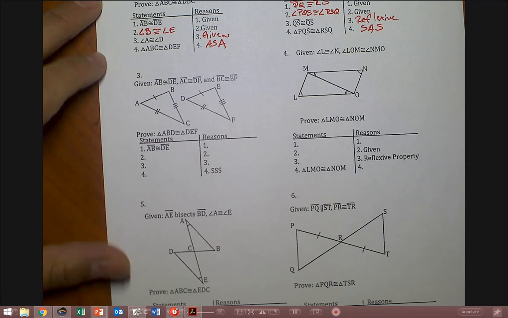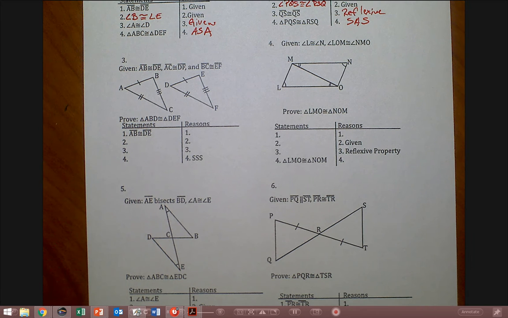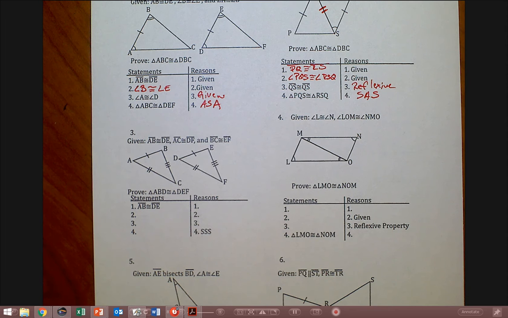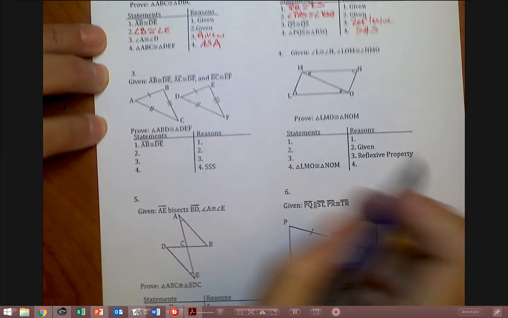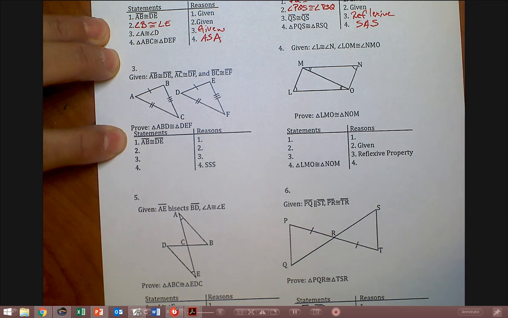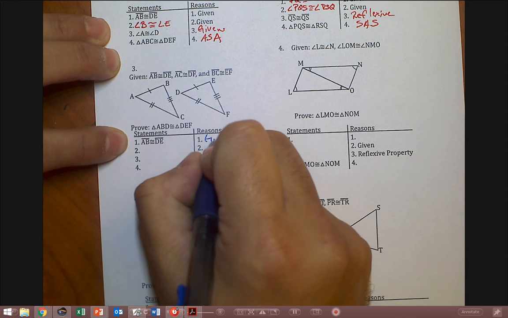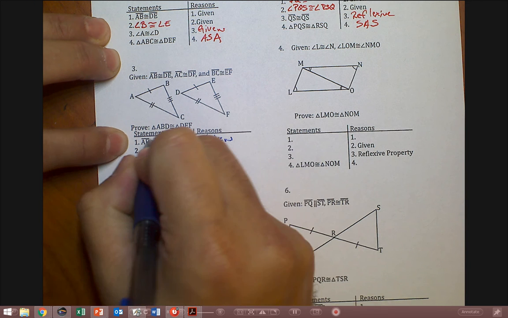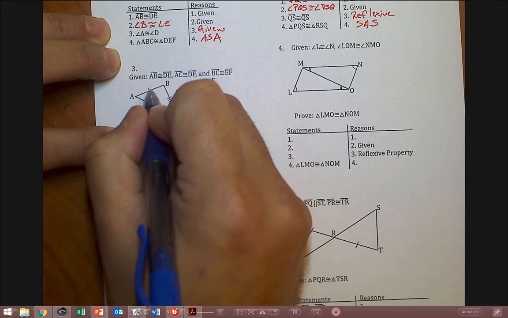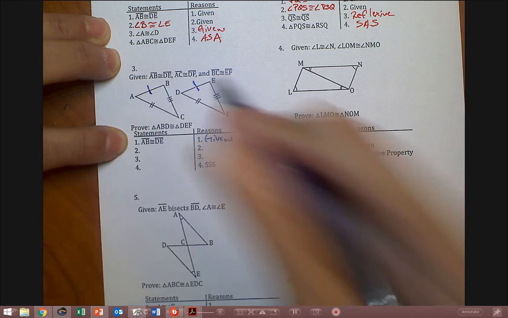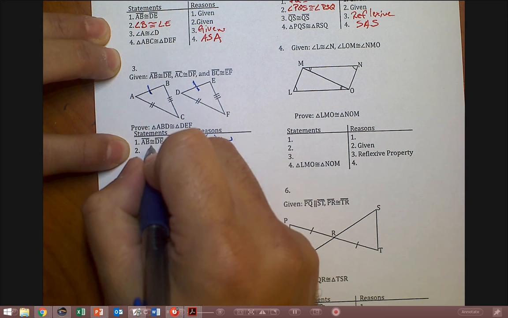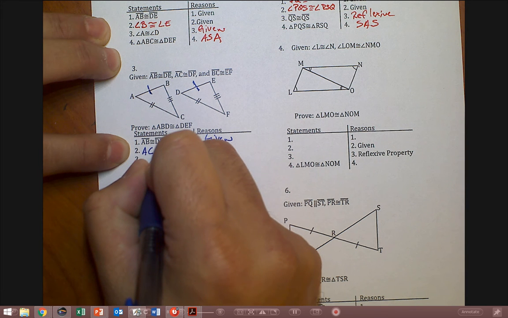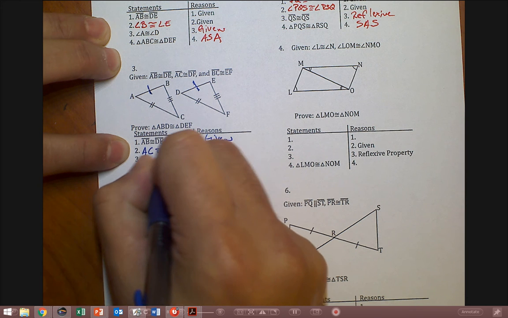Number 3. I'm going to let you guys do 3 real quick. Let's look for number 3 now. So for 3, what is the reason for 1? Thank you. AB is congruent to DE. AB, DE, very good. Number 2, very good. AC congruent to DF, which is given.